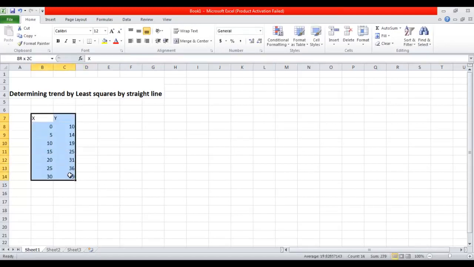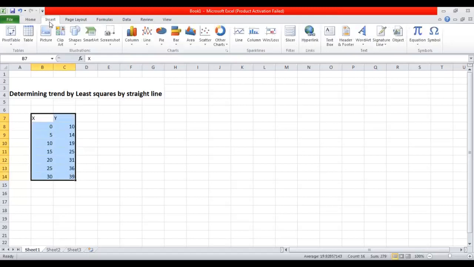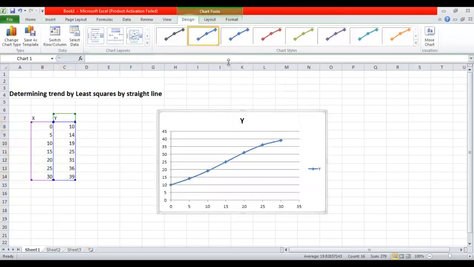First, select your data. Then from the insert tools, go to scatter. From the scatter plot, we select any scatter plot which will give us the original line. I'm selecting this type of line. So we got the required original line. From this, we want the straight line equation. If we get the straight line equation, then only by substituting different values, we can find the trend values, right?